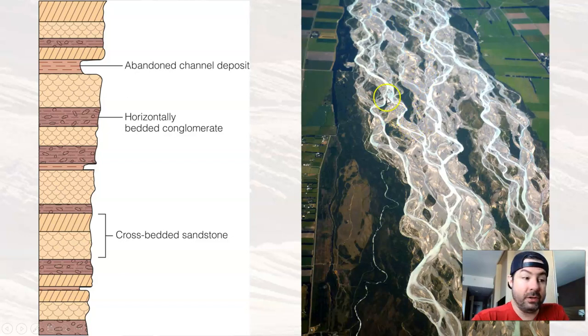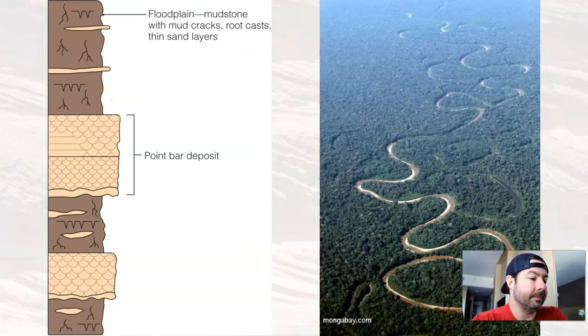So here's a braided stream. Think of braiding hair: it's a bunch of channels intertwined. Again, you usually see bigger sediment, so sand and gravel, which if lithified turns to sandstone and conglomerate. So a stratigraphic column like this might indicate a braided stream system was in the area.